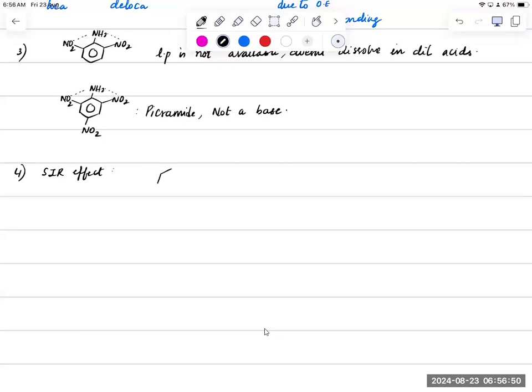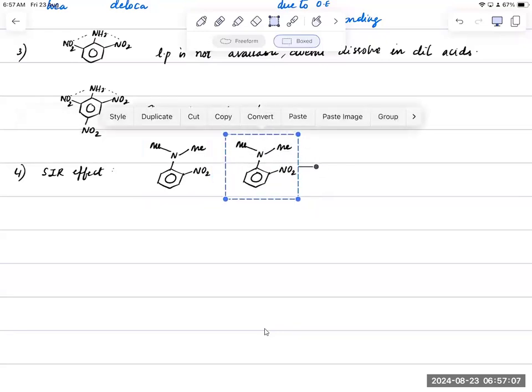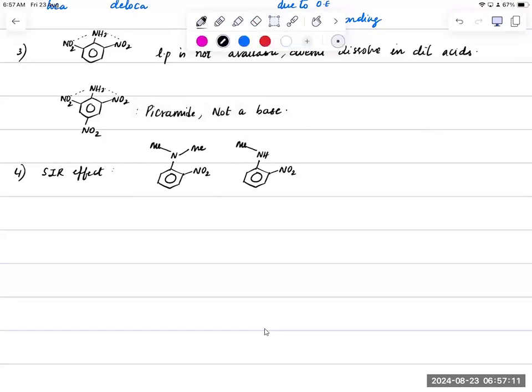SIR effect. Okay. That is, if by chance I have N with two methyl groups here, and then I have NO2 here, right? And if you have one NH and this one, and lastly, if you have only NH2 here. In this case, this would be strongly basic, because due to methyl and NO2, these two will have van der Waals repulsions. Due to repulsions, this nitrogen and these two methyl groups will turn out of the plane. When they become out of the plane, the lone pair does not make any resonance.